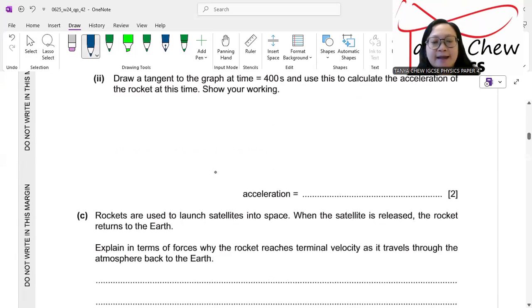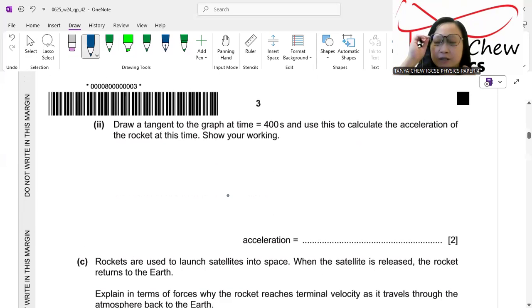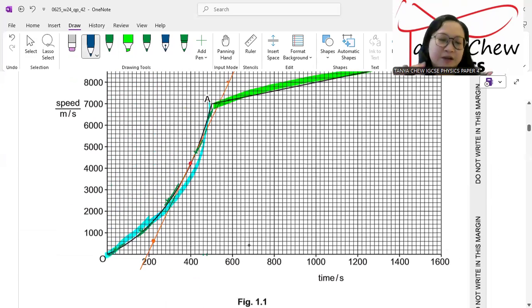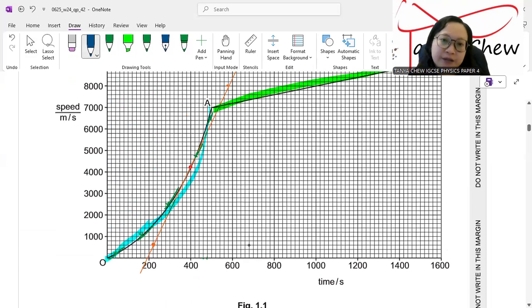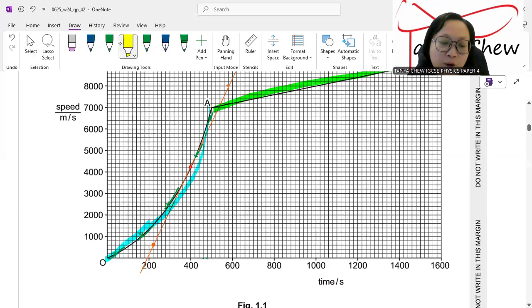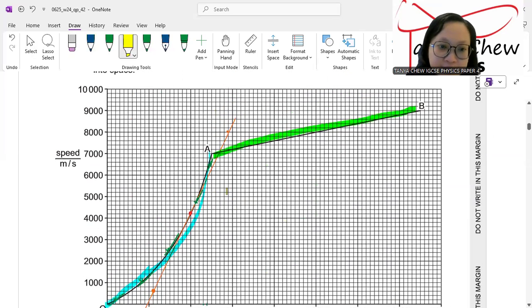Now, draw a tangent to the graph at time t equals 400 seconds and use this to calculate the acceleration of the rocket at this time. Show your working. So why do they ask you to draw a tangent? Because if they want you to find the acceleration, it is a curved graph, you need to find the gradient from the tangent. So I have already drawn my tangent. I want you to focus only on my orange straight line. So I'm going to highlight that. Could you see that? This is my tangent.